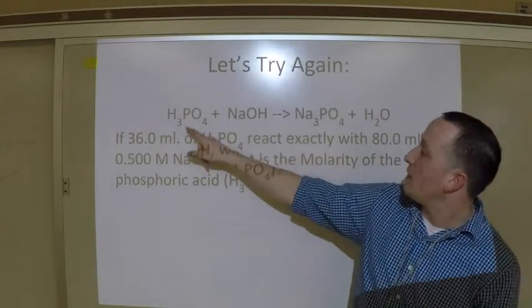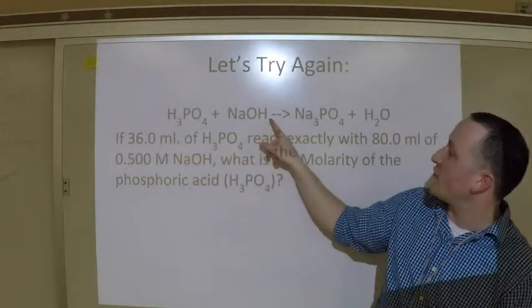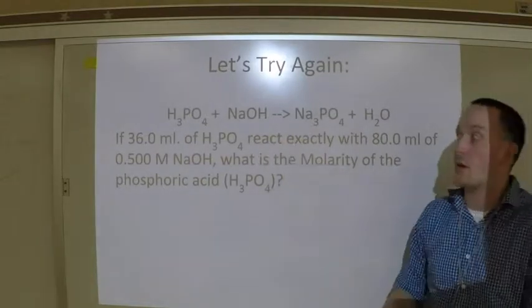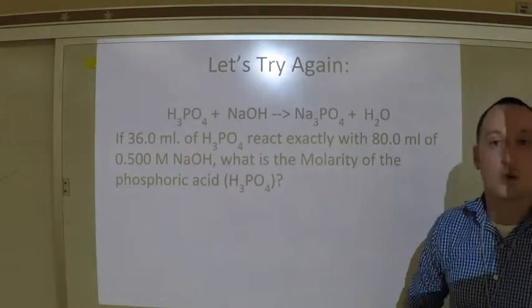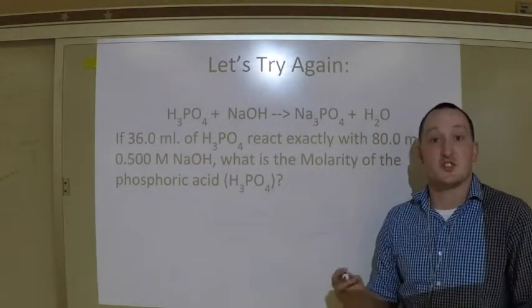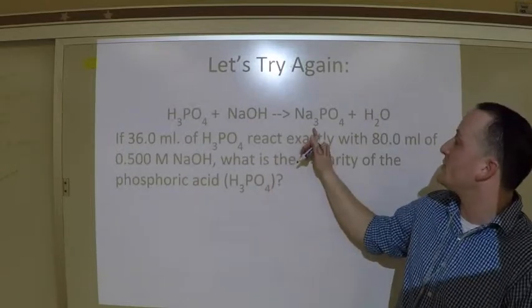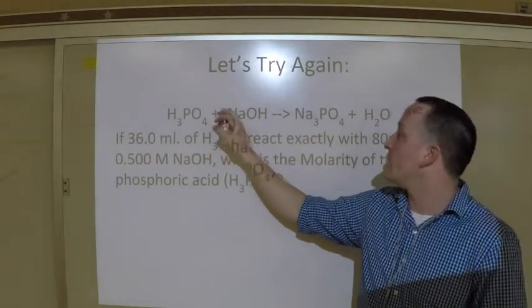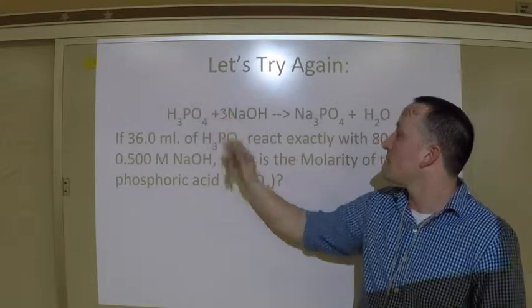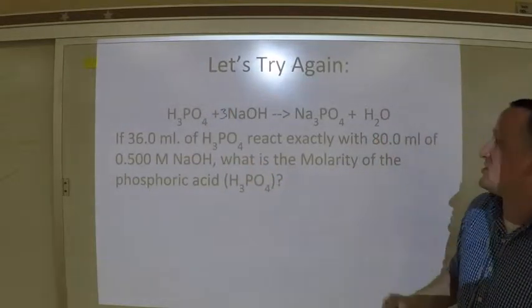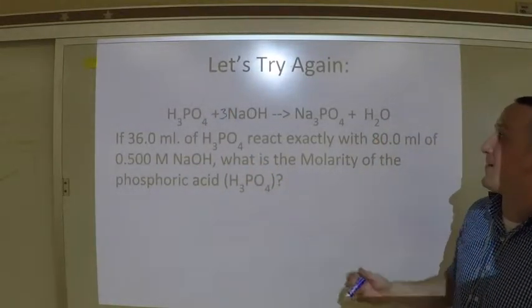Oh, I forgot. This is 3 hydrogens, and then this is my 4th hydrogen. So I actually have 4 hydrogens on the left. So here's what we're going to do. I'm going to balance my sodiums first. Because I have 3 sodiums here and only 1 here, I'm going to put a 3 here, and I'm going to see how that changes my balancing.